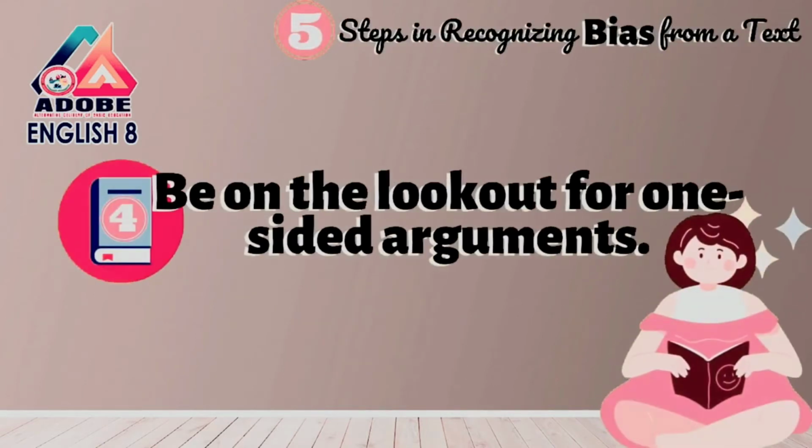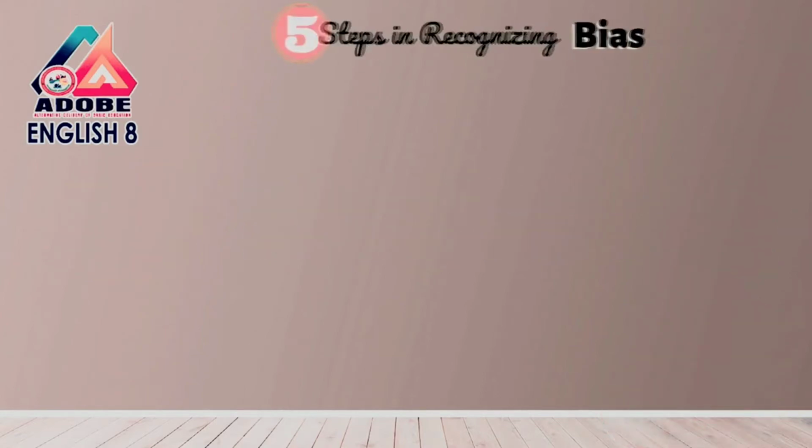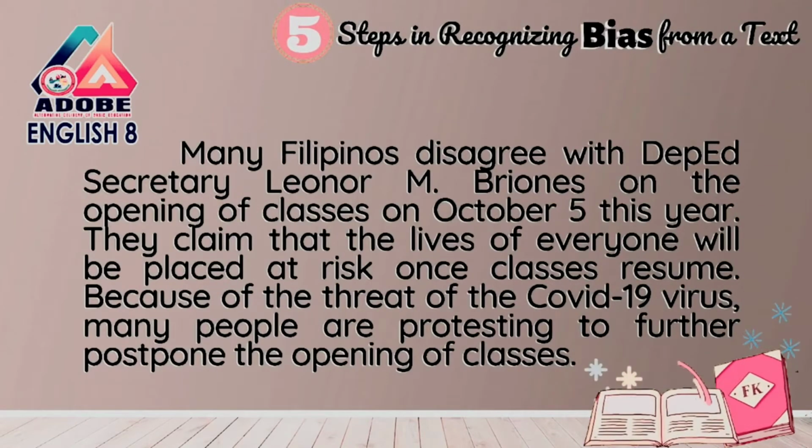Number 4. Be on the lookout for one-sided arguments. If the author only presents one side of an argument or issue, his or her writing is probably biased. For example, many Filipinos disagree with DepEd Secretary Leonor M. Briones on the opening of classes on October 5 this year. They claim that the lives of everyone will be placed at risk once classes resume. Because of the threat of the COVID-19 virus, many people are protesting to further postpone the opening of classes.